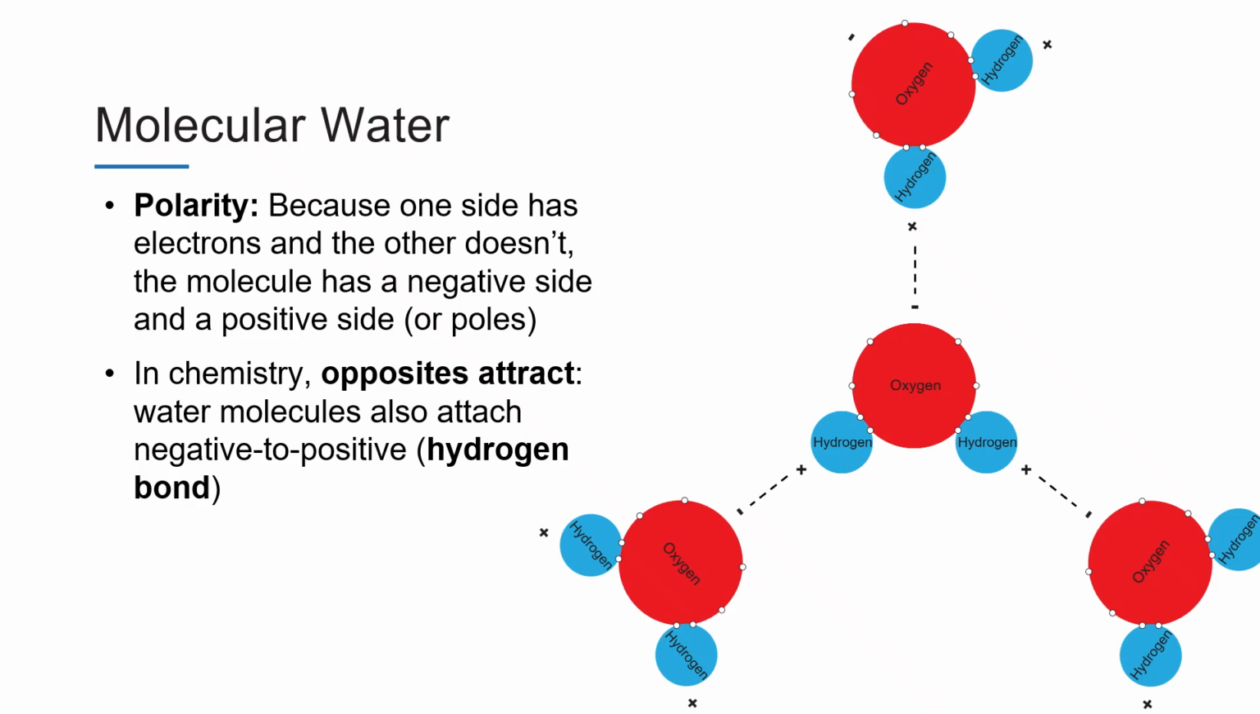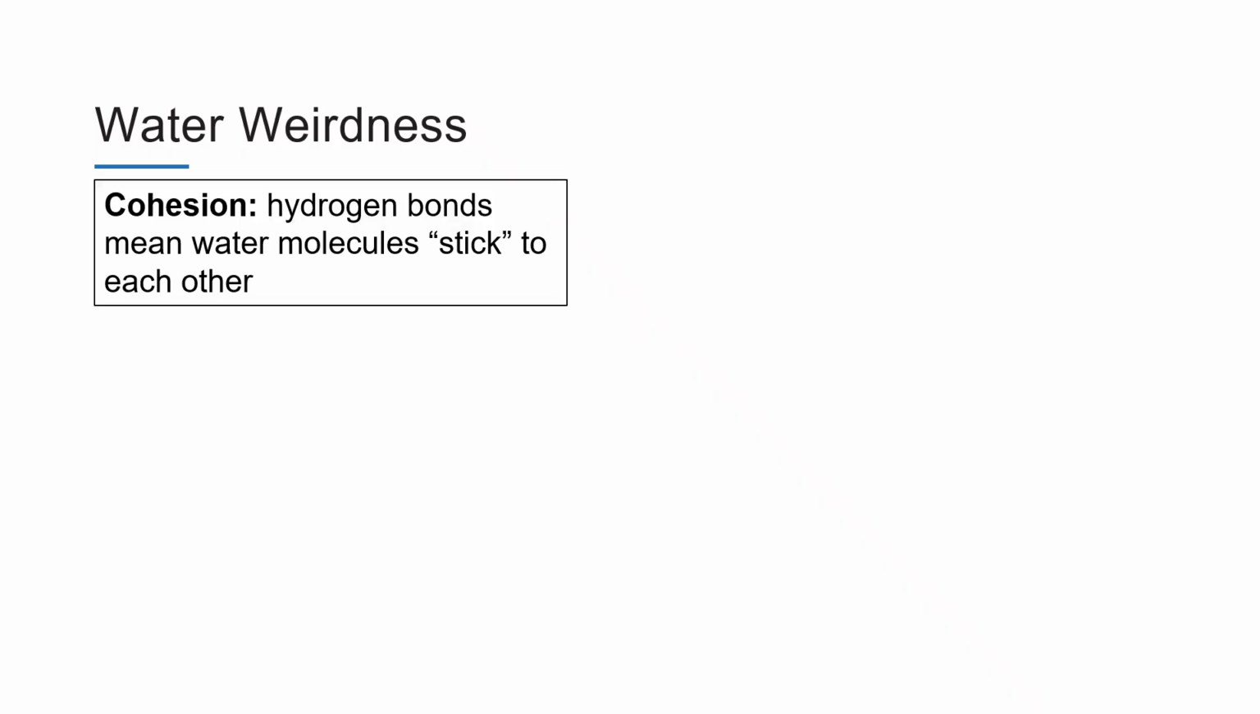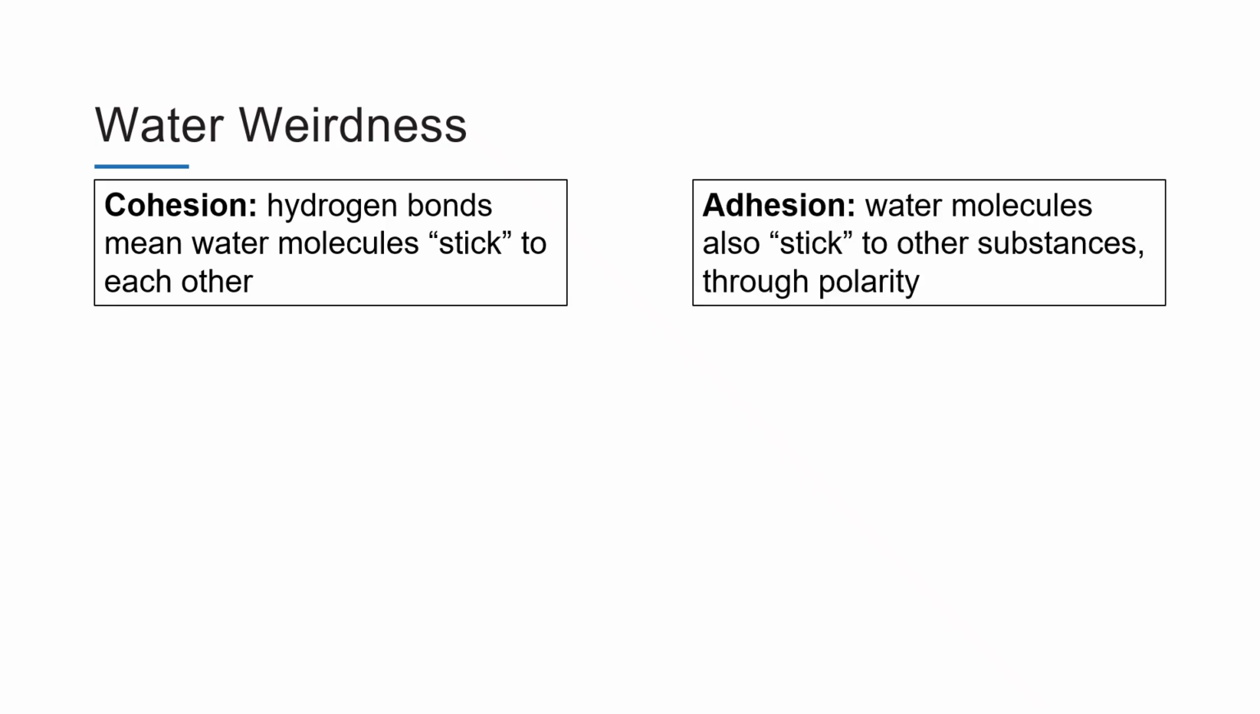And we start with talking about polarity and hydrogen bonds because these properties end up having sort of weird outcomes. They produce unique behavior in water compared to other substances. Our first weird property of water is called cohesion. Because water molecules form these hydrogen bonds between each other, that means they tend to stick to each other, so they cohere. The second is called adhesion. Because water molecules have poles, they also tend to stick to other substances that also have poles, so they adhere.